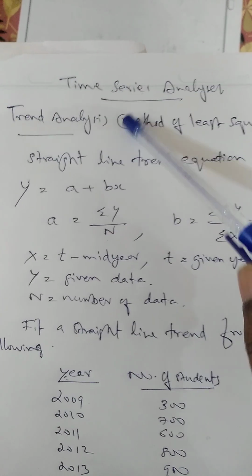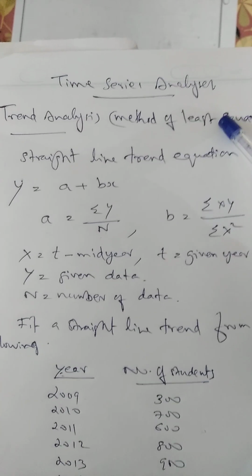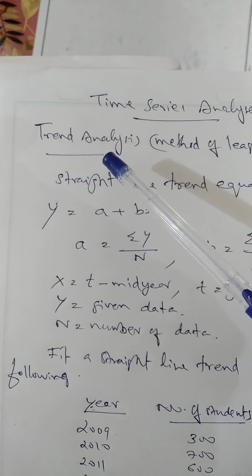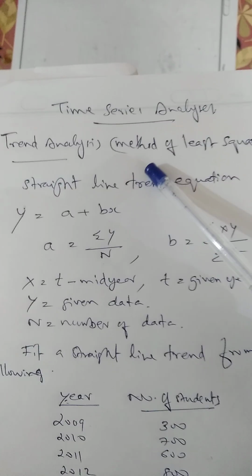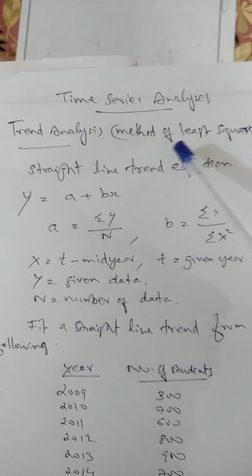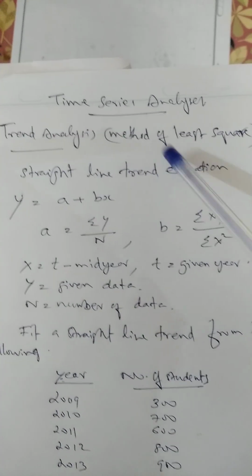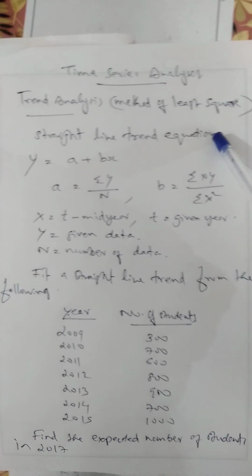Here we consider several years' data. That is why it is called a time series. Okay, and it is calculated by using the method of least squares. That means the trend values or trend analysis is done by the method of least squares.